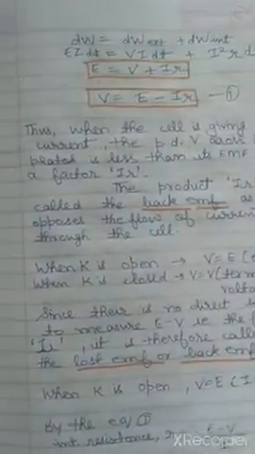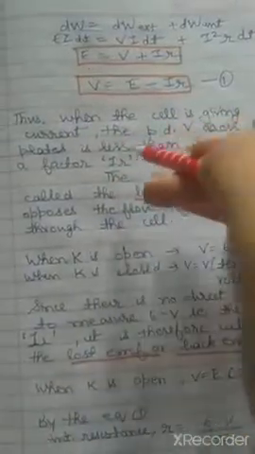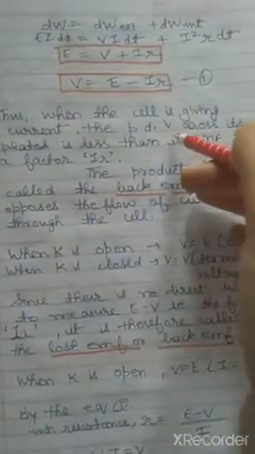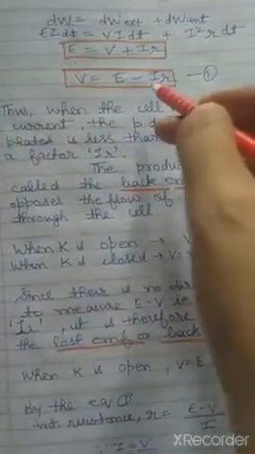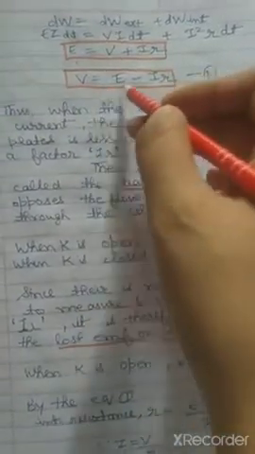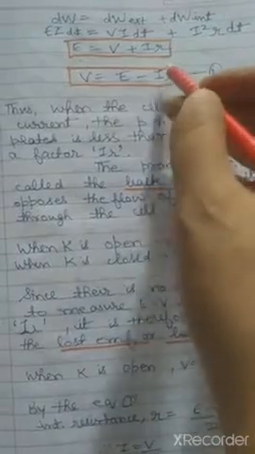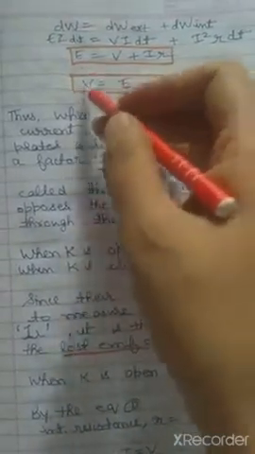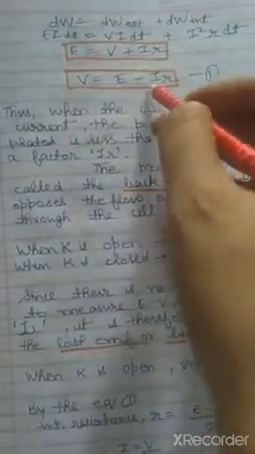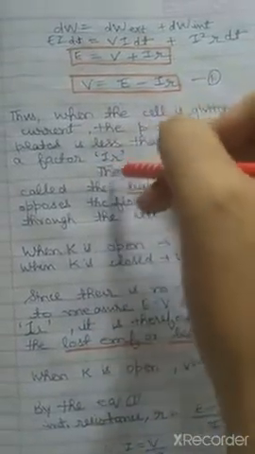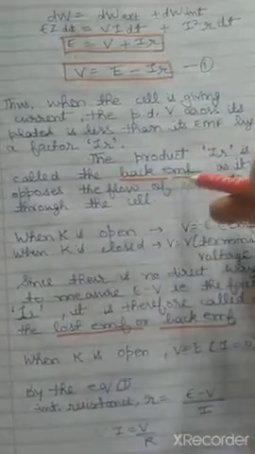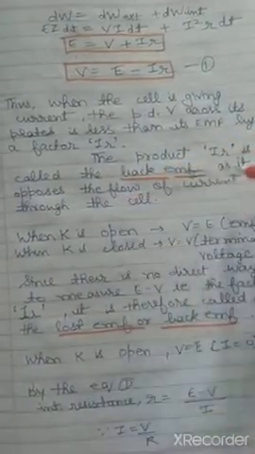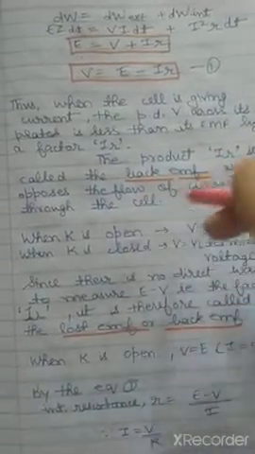So we can say that when the cell is giving a current, the potential difference V across its plates is less than its EMF by a factor I r, because V is equal to E minus I r. So this terminal voltage becomes reduced by a factor I r, and this factor is known as back EMF. So the product I r is called the back EMF as it opposes the flow of current through the cell.